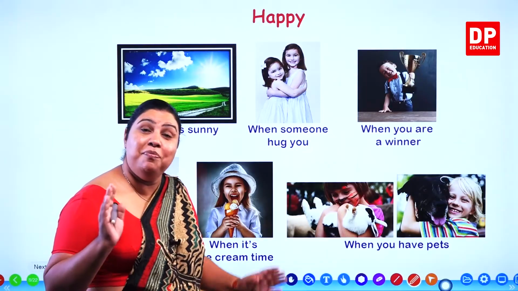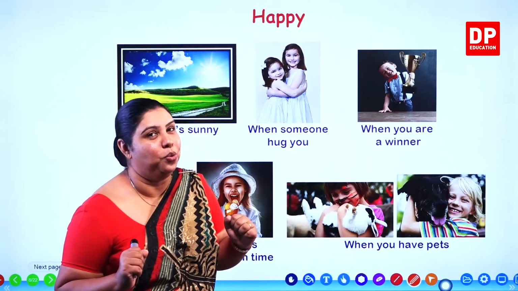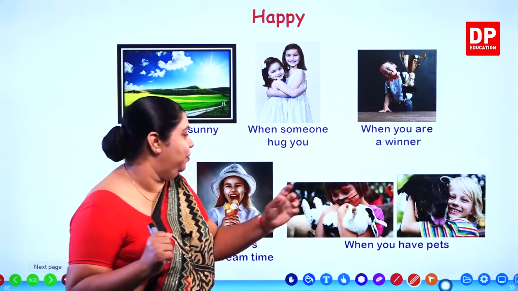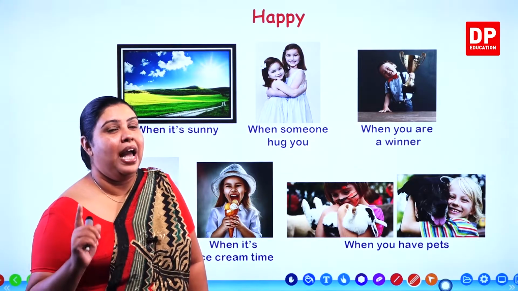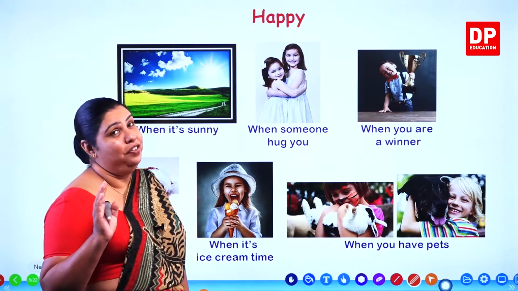And then when we have pets, at the times that we have pets at home, at the times that you receive pets as gifts, you will be happy like this. So this is how happy we will look, and these are the times that we will feel happy.